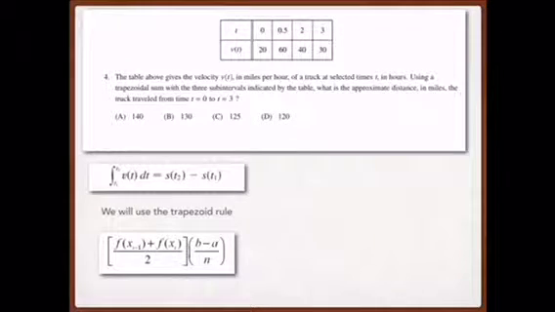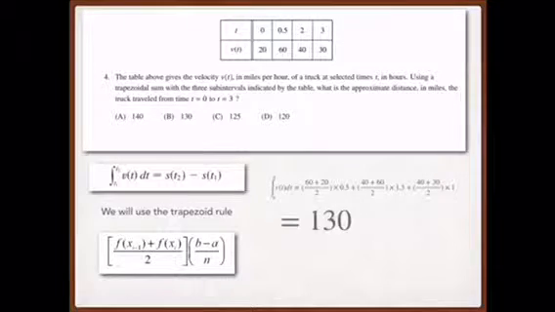Okay, so let's write the integral. The integral will be from 0 to 3 as indicated in the question, and we start by getting each and every subinterval, sum the two bases, divide by 2 and multiply by the height, and we get an answer of 130, which is answer B.